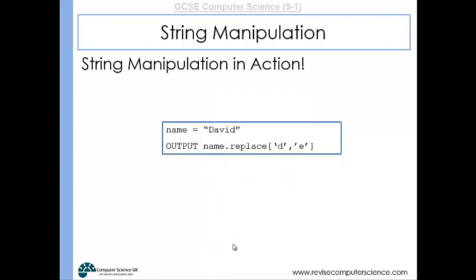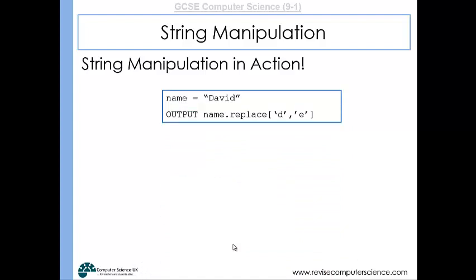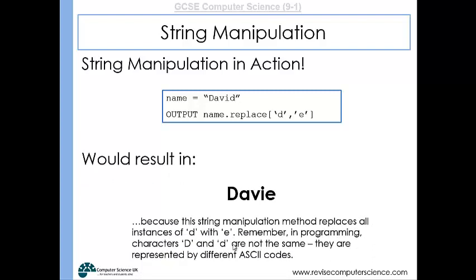And in this final example, if we had name.replace D with E, it would result in Davy, because the lowercase d will be replaced with the E. So you might be thinking, well, what about the capital D? Well, remember, in programming, characters capital D and lowercase d aren't the same. They've got different ASCII codes. So if we wanted to replace the uppercase D, that would have to be done separately. And that's it. There's a few examples there of some common string manipulation methods.